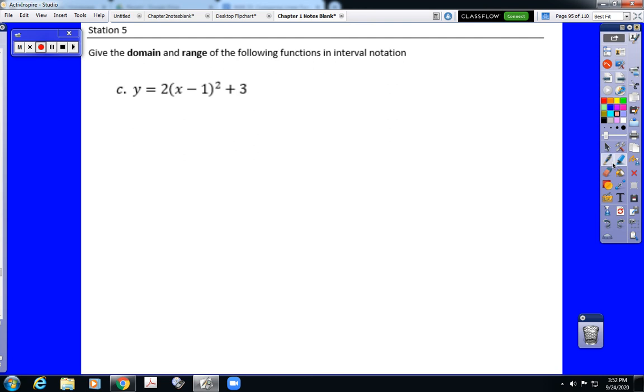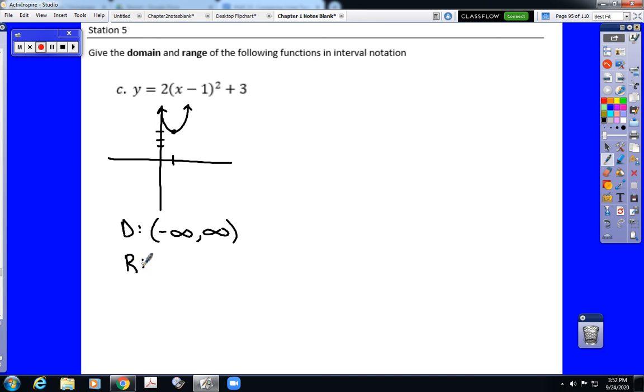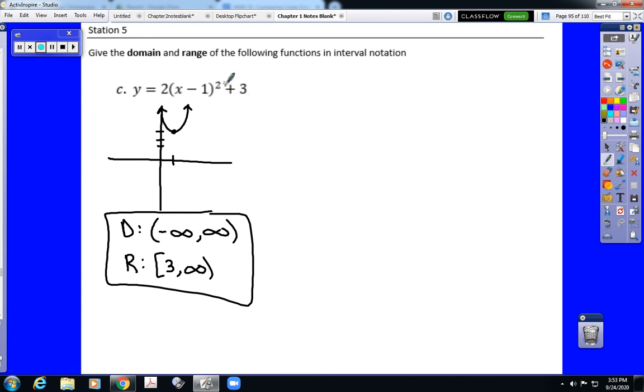Finally, we have an actual equation. Again, we shouldn't really need to think about what that looks like, but it is a quadratic equation. It has been shifted 1 unit to the right and 3 units up. So the vertex is there, and it does open up. So when we think about this, the domain of every quadratic equation is always all real numbers, -infinity to infinity. And the range, well, that would start at 3 and go to infinity because 3 is the y value of the vertex. This value here tells us where the range starts.